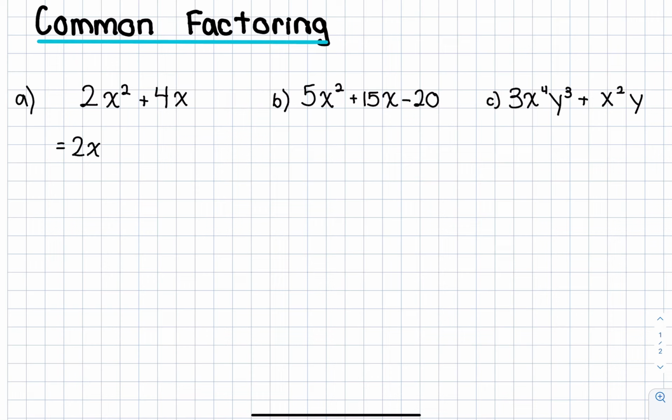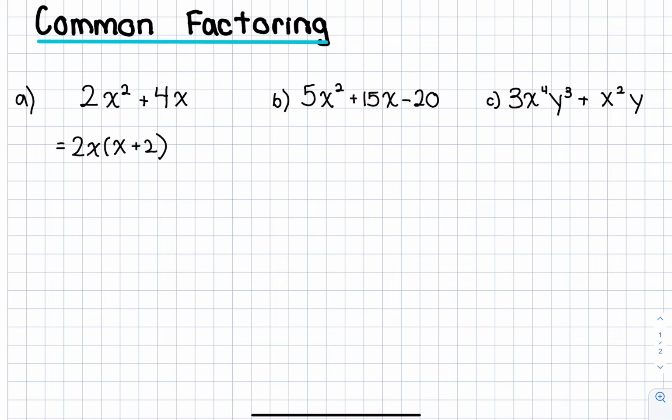Now, we're going to have a bracket, and then we're going to put what is left in the bracket. So if we have 2x squared and we pull 2x out, we're just going to be left with an x. Same idea, if we have 4x and we pull 2x out, we're going to have just 2 left. And you can think of it a bit like division. 2x squared divided by 2x gives us x, and 4x divided by 2x gives us 2.